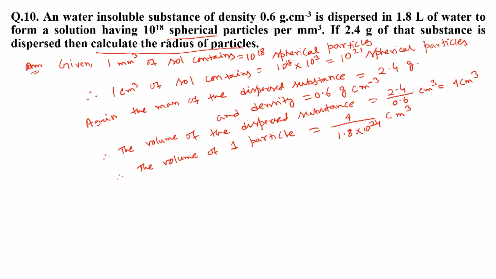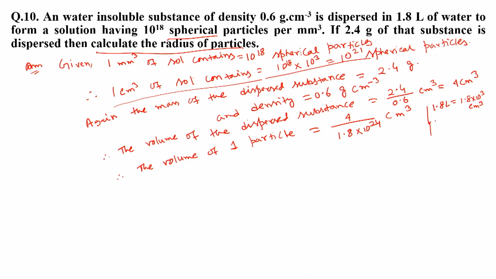Right. So how is it coming? 1.8 liter means 1.8 times 10 to the 3 centimeter cube, right? And 1 centimeter cube of salt contains 10 to the 21 particles. So therefore we can write here, actually. I wrote it in one line.